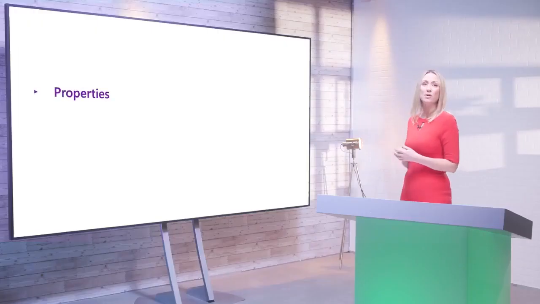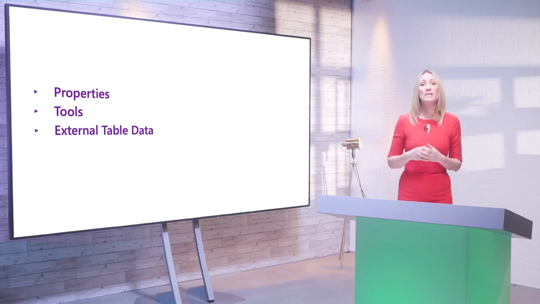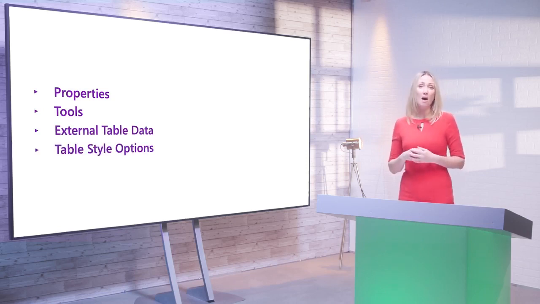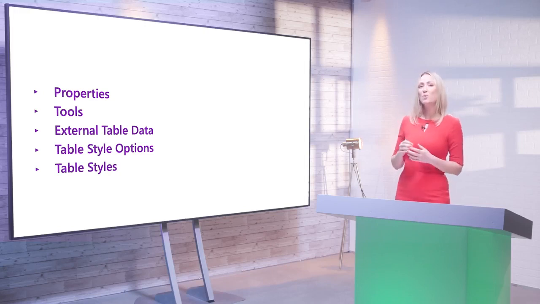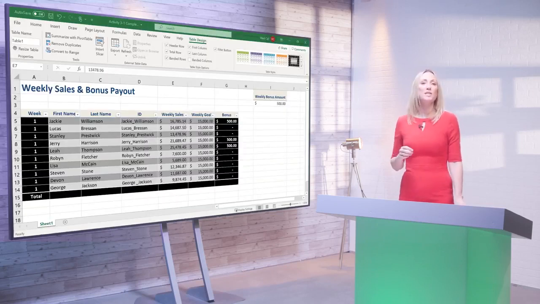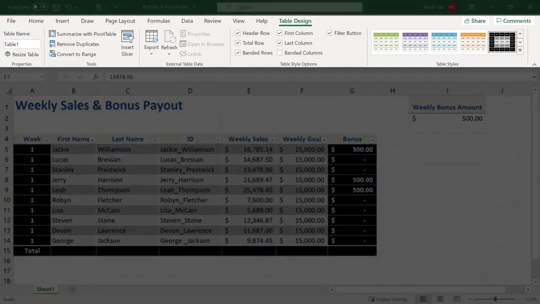They are the Properties group, the Tools group, the External Table Data group, the Table Style Options group, and the Table Styles group. Now let's explore each one of them. Whenever you're working with a table, the Table Design contextual tab appears on the ribbon. Using the controls on this tab, you can modify just about any aspect of your table.